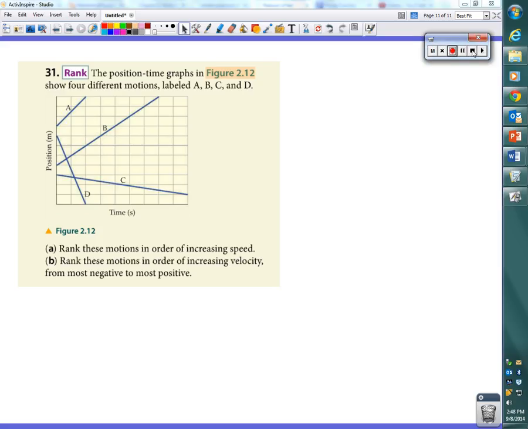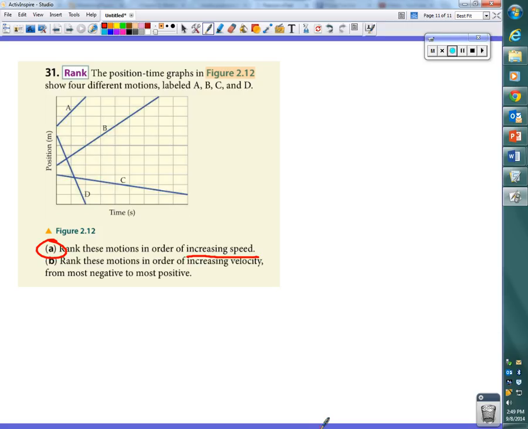All right, so let's discuss the answers to these questions. First, part A. Rank these motions in order of increasing speed. Luke, speed only tells us what about an object? How fast it's going, without regard for direction. So, does the tilt of these lines matter at all? Does it matter whether they're sloping up or sloping down? No. Not for part A, it doesn't.